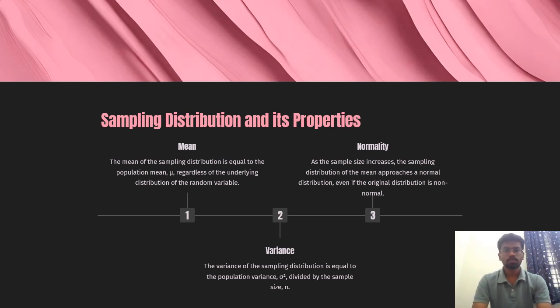So, sampling distribution and its properties. The first one is the mean. The mean of the sampling distribution is equal to the population mean, regardless of the underlying distribution of the random variable. The second one is the variance. The variance of the sampling distribution is equal to the population variance divided by the sample size n. The third is normality, where as the sample size increases, the sampling distribution of the mean approaches a normal distribution, even if the original distribution is non-normal.